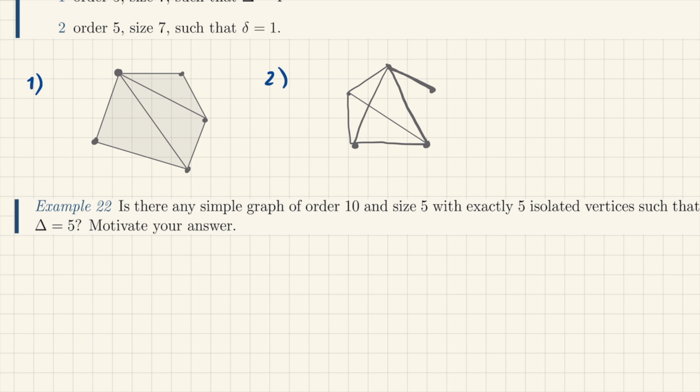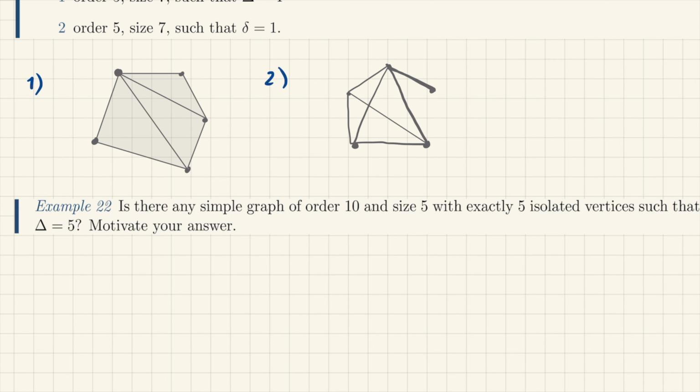Okay, let us go to the next example. Is there any simple graph? By the way, what is the difference between simple graph and multigraph? I'm just reminding you about these things. What's the difference? Yes, Carl? Simple graphs don't have any loops and multiple edges. Yes, so I'm not allowed to have any loop or multiple edges.